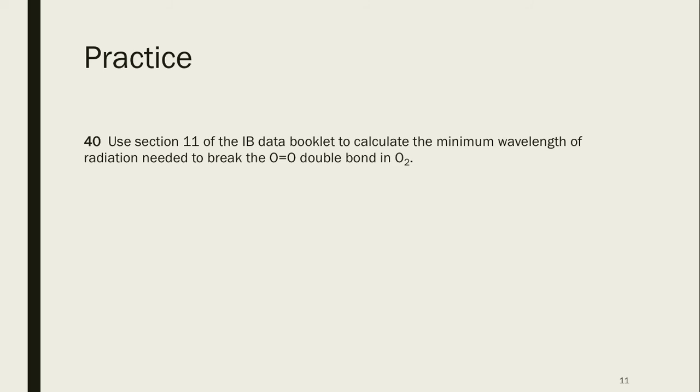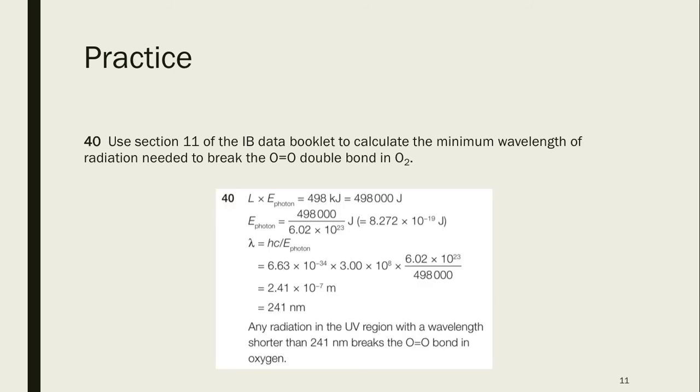Number 40, use section 11 of the IB data booklet to calculate the minimum wavelength of radiation needed to break the oxygen double bond in oxygen. So this is similar to the step before. We were calculating the energy required. So if we look in the data booklet, we can find that it takes 498 kilojoules per mole to break the oxygen double bond.